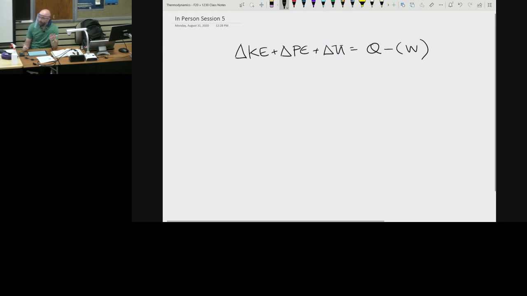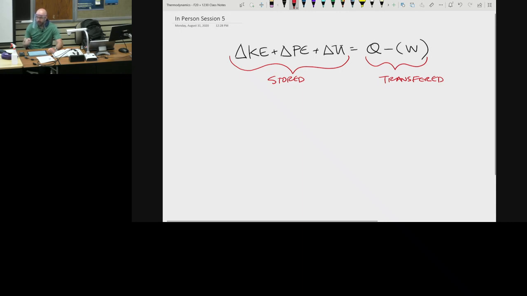Now, I'm going to give you some things to think about with this, and then we'll use this equation to solve a couple problems. The first thing is everything on the left-hand side of the equation is stored energy. It's inside the system: kinetic energy, potential energy, and internal energy. Everything on the right-hand side is transferred. This goes in and out of the system.